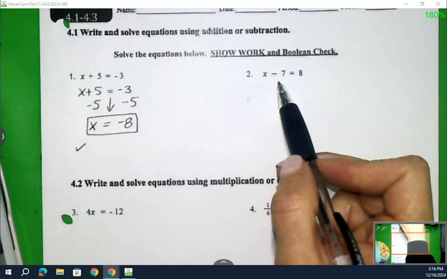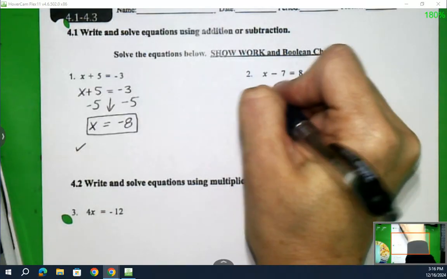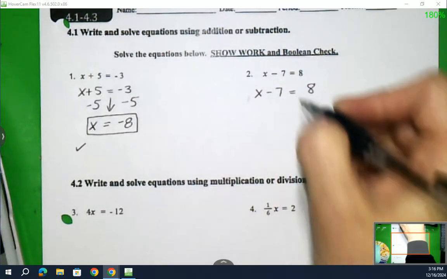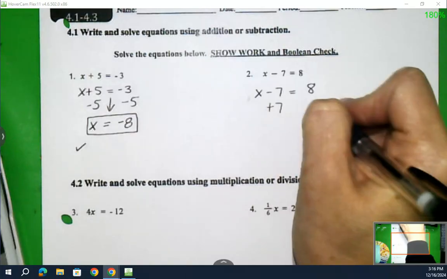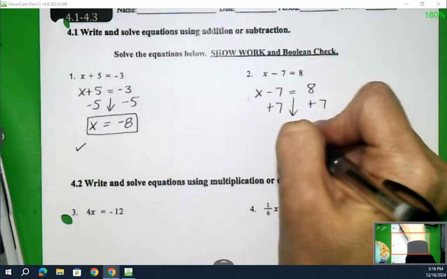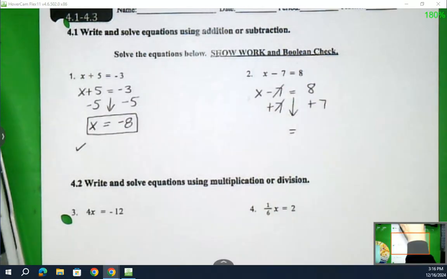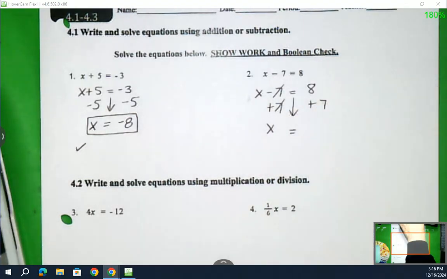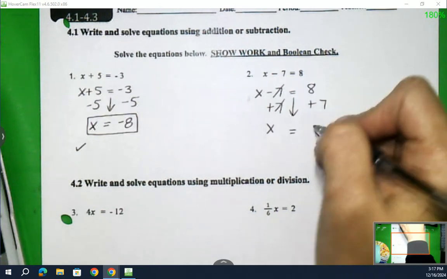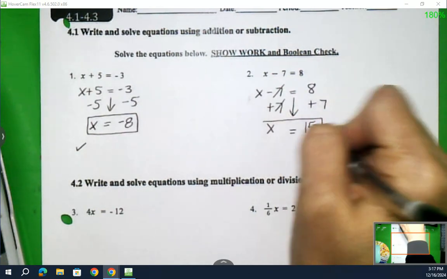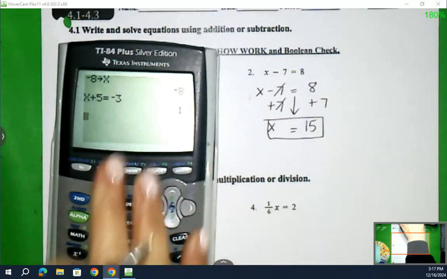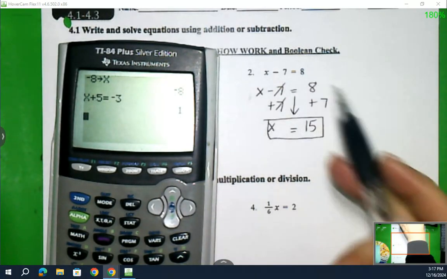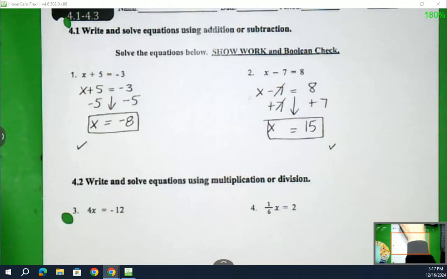All right, number 2, we have x minus 7. So to undo a subtraction, we're going to have to add the opposite to get 0. So minus 7, we would add 7 to both sides. And that's how our minus 7 and plus 7 add up to 0. Bringing down our x, we have 8 plus 7, and 8 plus 7 is 15. And then you would go through the same process here with 15, store it in for x, enter, and then type in the original equation, and we would get a 1.